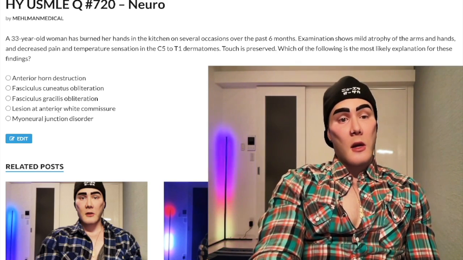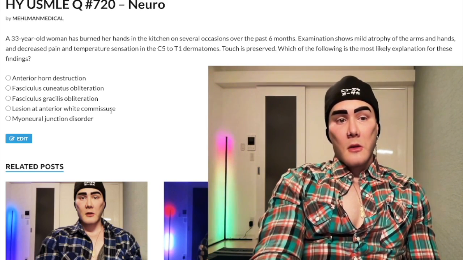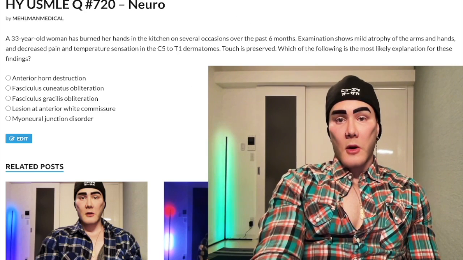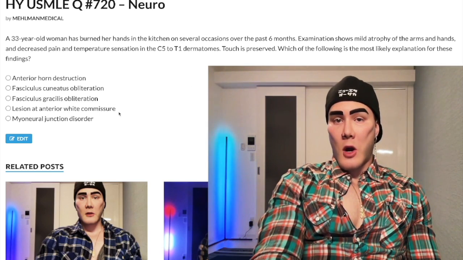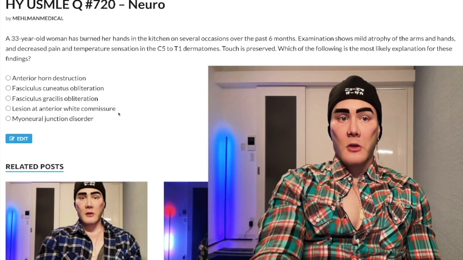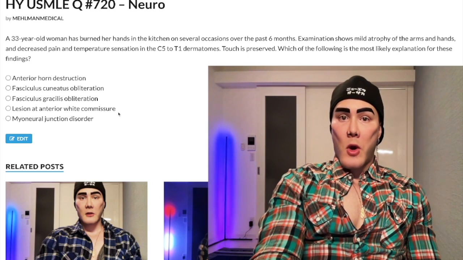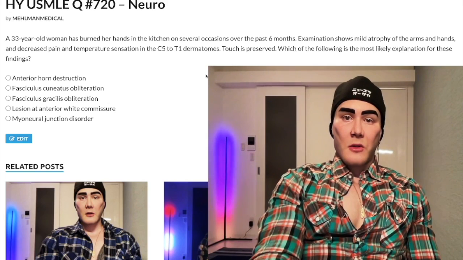Choice D, lesion at anterior white commissure, correct answer. So the diagnosis here is syringomyelia. The anterior white commissure is the decussation, the crossover point for the spinothalamic tracts within the spinal cord. Pain and temperature sensation.